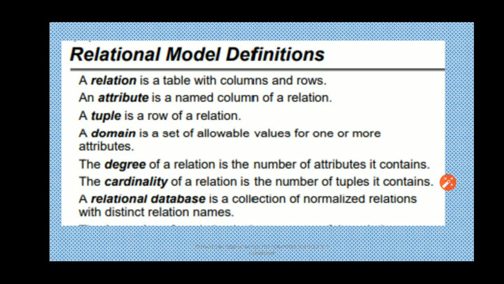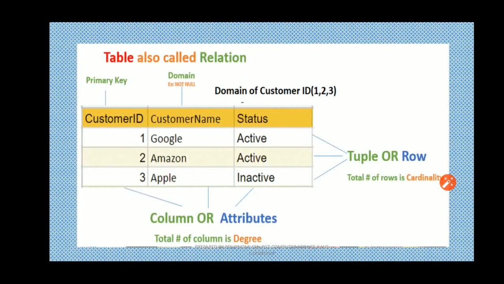Third one is, what is a tuple? T-U-P-L-E. A tuple is nothing but a row of a relation. So if we see this particular example here, then one tuple is 1 Google active. So this is a tuple. The second tuple is 2 Amazon active. This is another tuple. And the third one is 3 Apple inactive. So these are the tuples. As you can see, it is pointed out tuple or row. Tuples are nothing but the rows, and columns are nothing but the attributes.